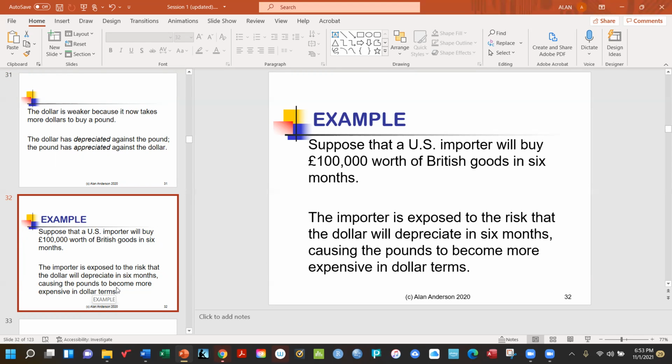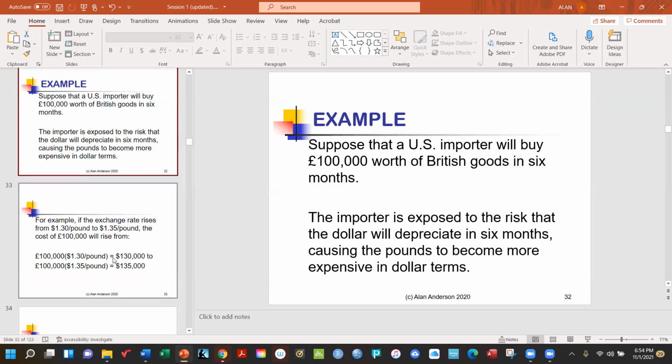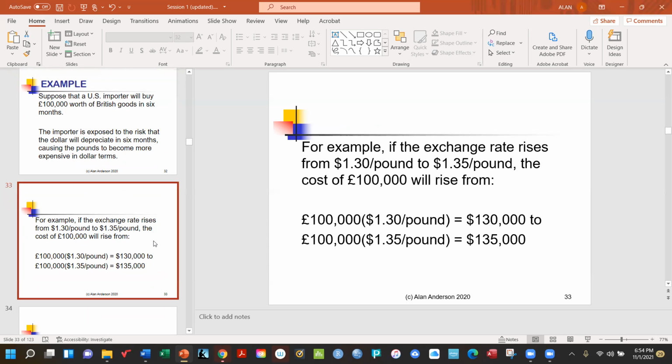Now, again, here's the problem. What happens if the exchange rate goes up? Let's see. I have an example right here. If the exchange rate goes up, as we saw a minute ago, from $1.30 to $1.35 a pound, the cost of me buying 100,000 pounds goes up by $5,000. Ouch. I don't want that to happen. That's going to eat into my profits.